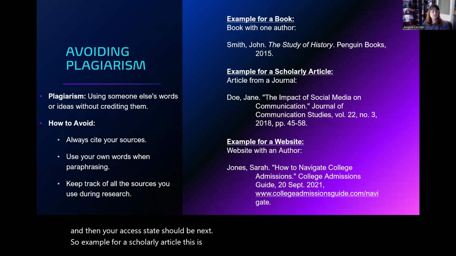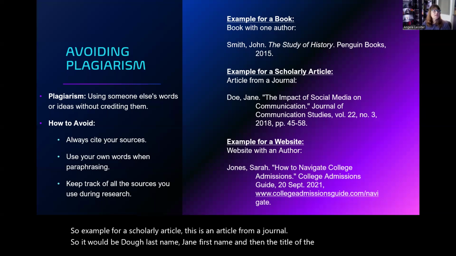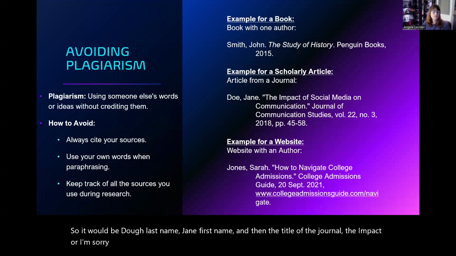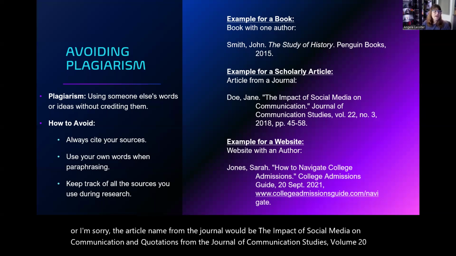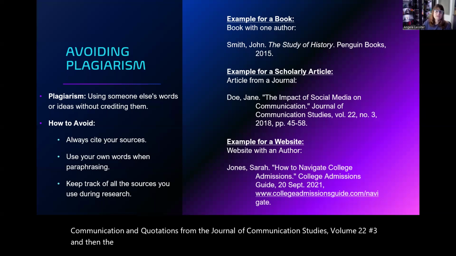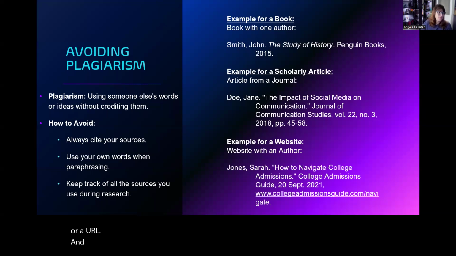This is an article from a journal. So it would be Doe, last name, Jane, first name, and then the article name from the journal would be "The Impact of Social Media on Communication" in quotations, from the Journal of Communication Studies, volume 22, number 3, and then the date, okay? And then it gives the page numbers. And then there should be a DOI or a URL and then the access date, okay?